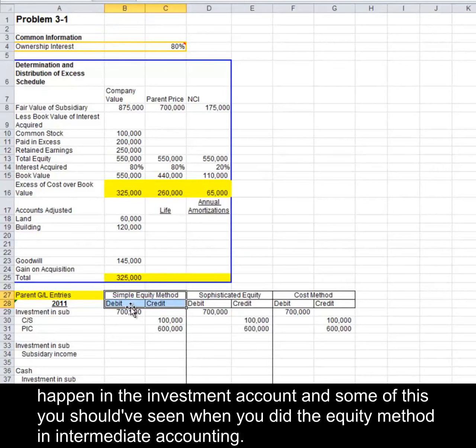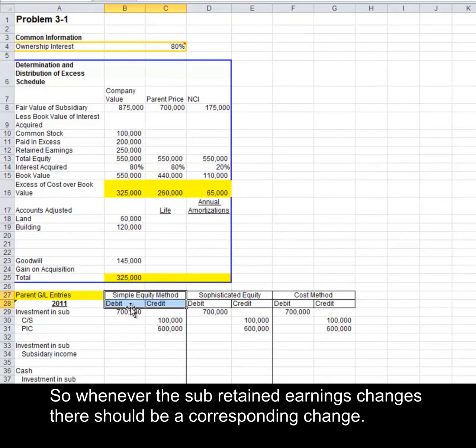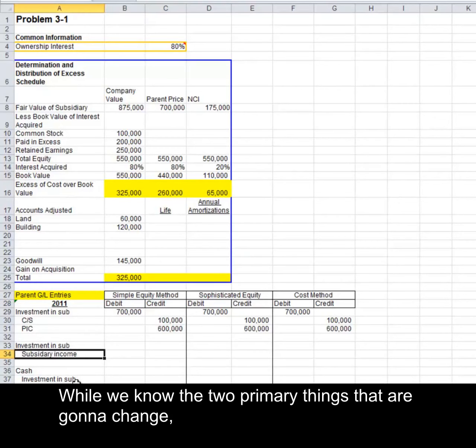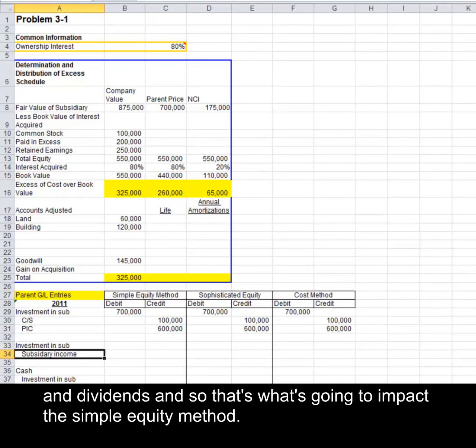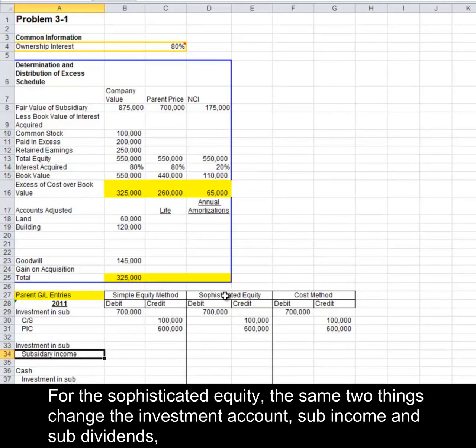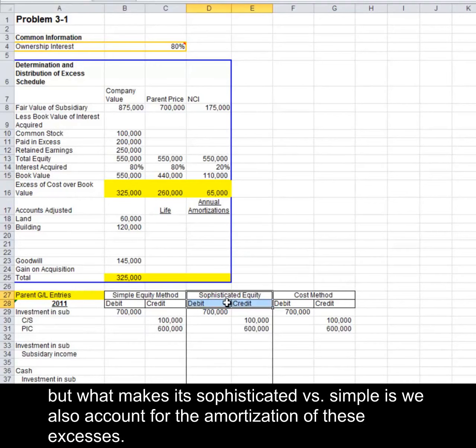And some of this you should have seen when you did the equity method in intermediate accounting. So whenever the sub retained earnings changes, there should be a corresponding change. Well, we know the two primary things that are going to change retained earnings would be income and dividends. And so that's what's going to impact the simple equity method. For the sophisticated equity, the same two things change the investment account, sub income and sub dividends. But what makes it sophisticated versus simple is we also account for the amortization of these excesses.